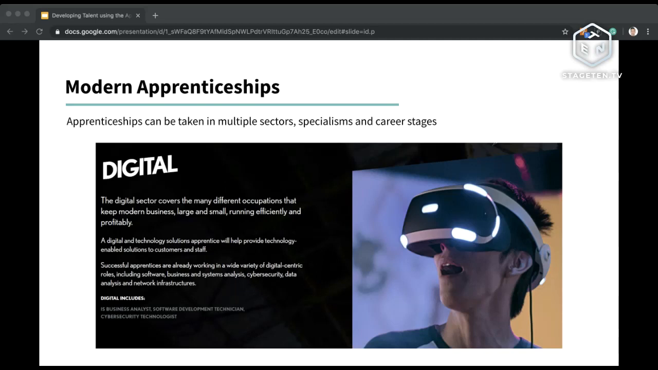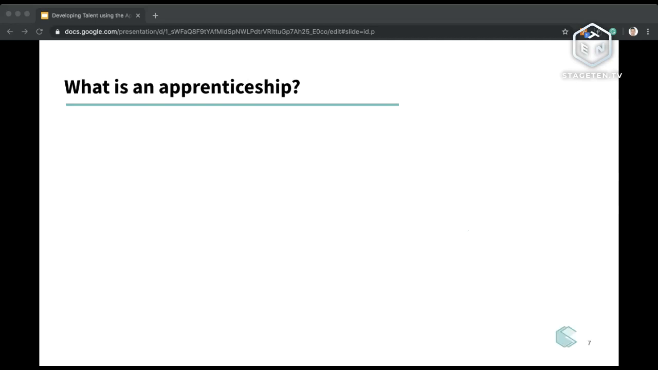This screenshot is taken from the government apprenticeship website, and it shows you what an apprenticeship could look like in today's modern apprenticeship structure. It covers multiple sectors, multiple specialisms, and applies to many career stages. It is not just for school leavers.